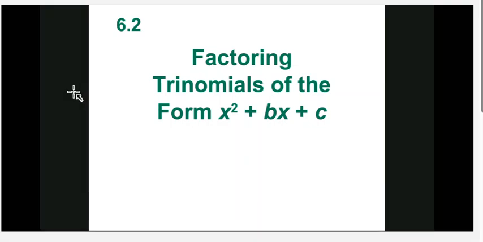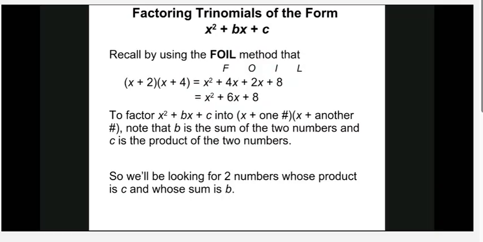Factoring a trinomial in the form x squared plus bx plus c. We're going to use the FOIL method to factor this one.